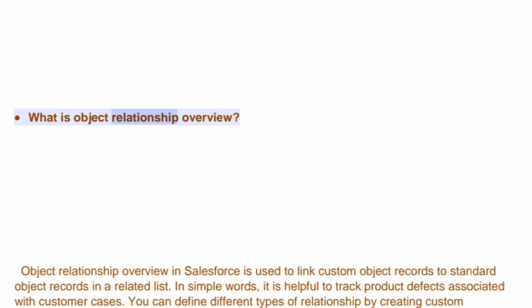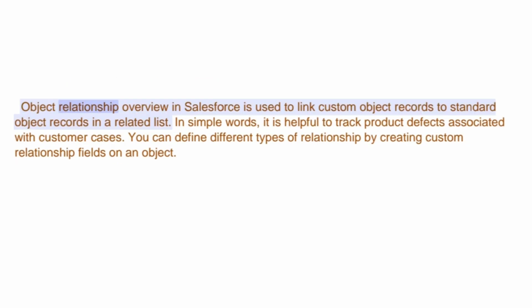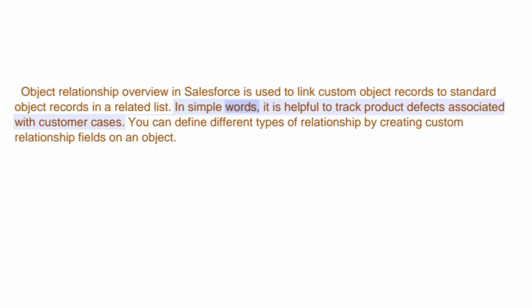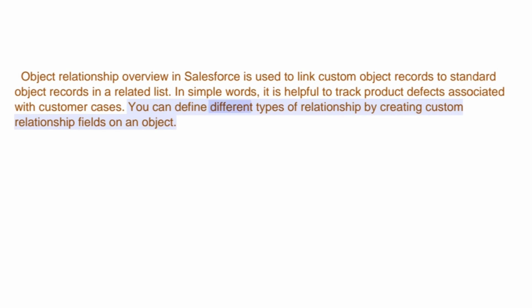What is Object Relationship Overview? Object Relationship Overview in Salesforce is used to link custom object records to standard object records in a related list. In simple words, it is helpful to track product defects associated with customer cases. You can define different types of relationships by creating custom relationship fields on an object.